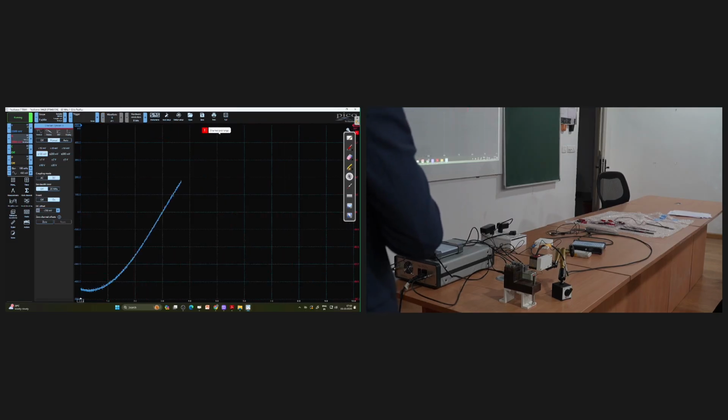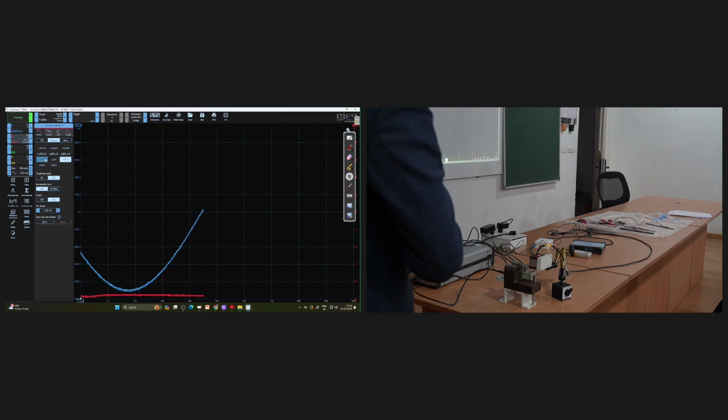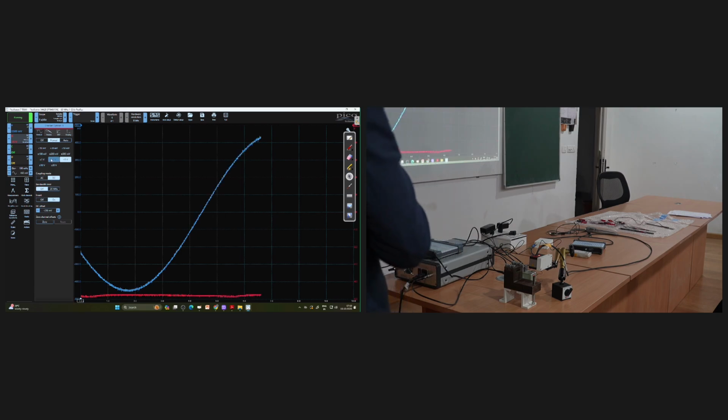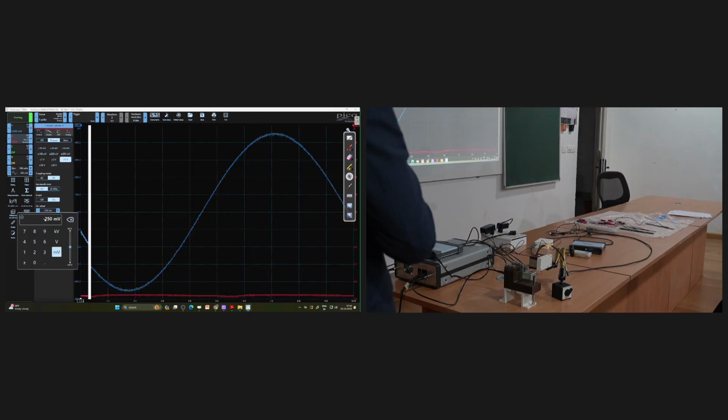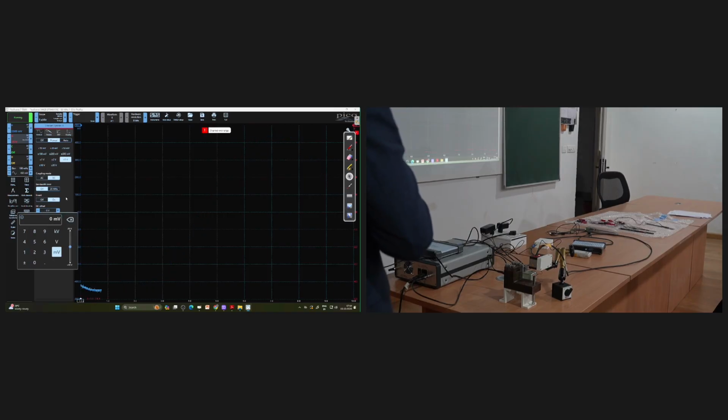Channel over range. Okay, 200 maybe? Channel over range, it's bad. 500? Okay, go back to plus minus 5 maybe. Okay, can you put the DC offset to 0? Just press 0 and volts, yeah, whatever.